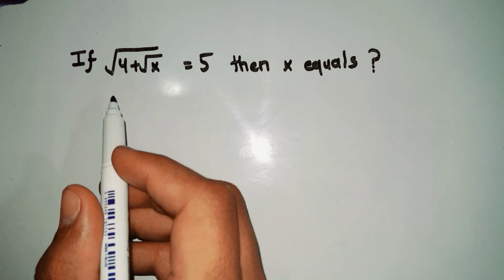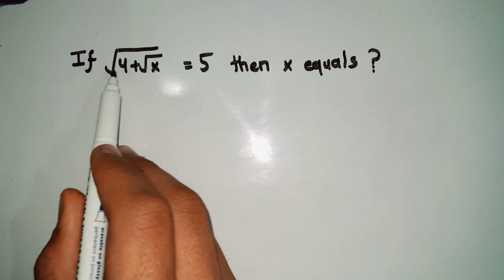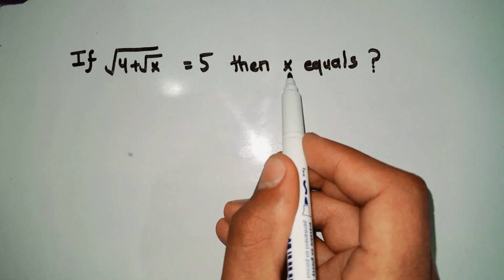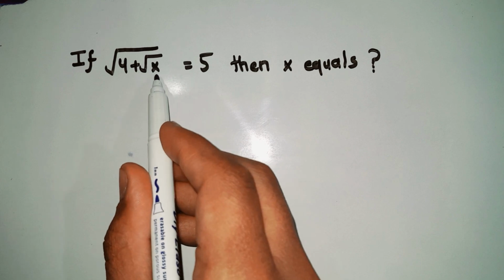In this video, we are going to solve this problem: if square root of (4 + square root of x) equals 5, then x equals what? So we have to find the value of x.